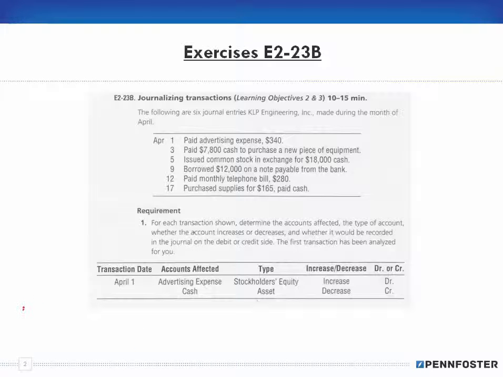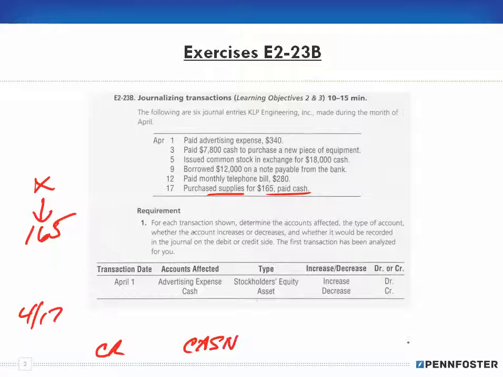Okay, and next for 17, we're purchasing supplies and we're paying cash. Okay, so are we affecting cash? Yes. Okay, is our cash increasing or decreasing? Well, we're purchasing supplies, so we're paying out cash, so it's decreasing by 165. When we decrease our cash, we credit our cash, in this case 165, and since we credit something, we have to debit something else.